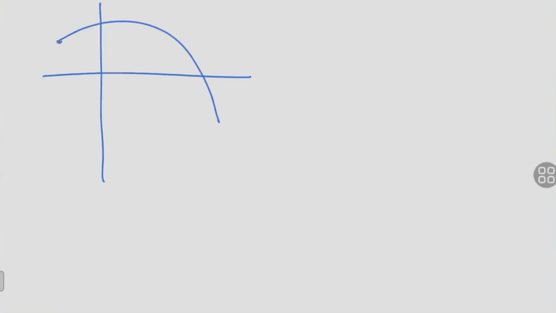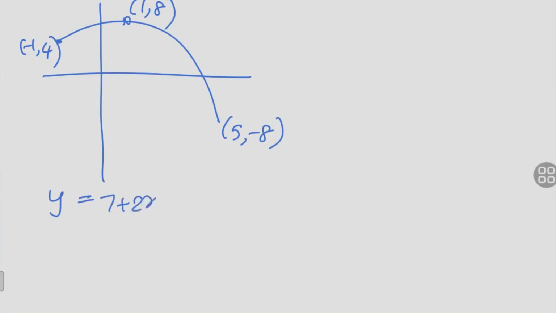Now, let's say they give this kind of curve. This is a coordinate they ask, minus 1, 4. This is a coordinate, 5 comma minus 8, right? This is the maximum point, 1 comma 8, right? Now the curve equation, let's say, is given as 7 plus 2x minus x squared, right? So then state the domain. What is the domain? Input value of x. Input value of x is what? Starting here at minus 1, ending at 5. So then the domain is x greater than or equal to minus 1, x less than or equal to 5, right?